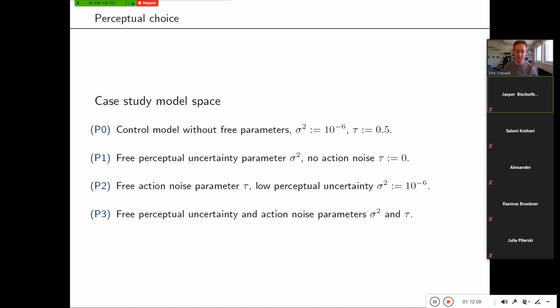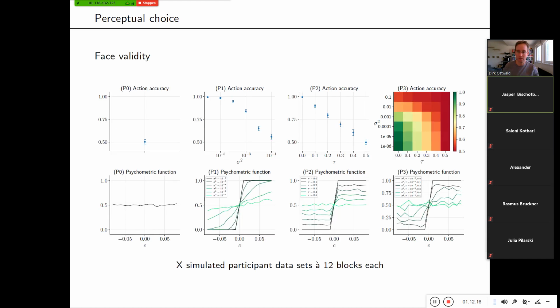So Bayesian or Bayes optimal agents usually don't have many free parameters, and that's what we see here. So, phase validity: what do these models actually do, and what do I look at here? First, like I said, we want to represent the behavioral patterns that we are interested in. And that would be, in the first instance, action accuracy, and the other thing would be the psychometric functions.